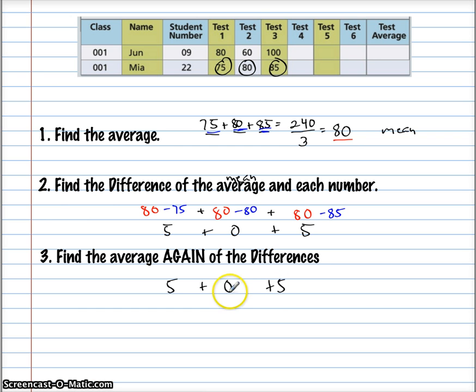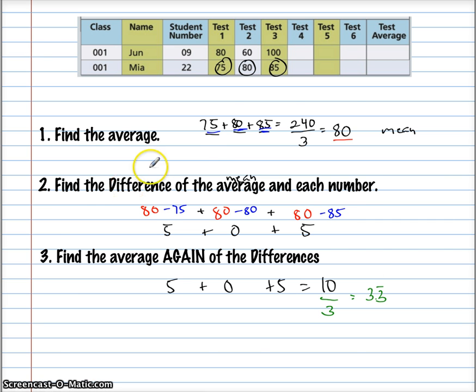Sometimes you might ask why add the 0 here if adding 0 doesn't change anything. It doesn't change the sum, because you get 10 whether the 0 is there or not. The important part is when you divide. You need to know you're dividing not by 2 numbers, but by 3 numbers, because you added 3 numbers together. 10 divided by 2 would give me 5, but 10 divided by 3 gives me 3.3, or 3 and 1/3 repeating.